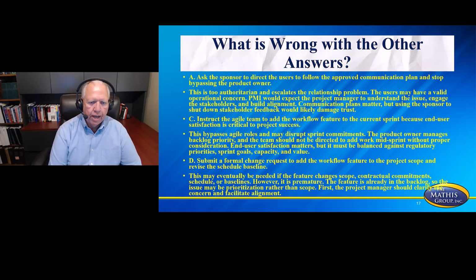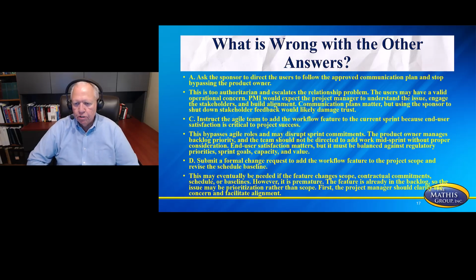C, instruct the Agile team to add the workflow feature to the current sprint because end user satisfaction is critical to project success. This bypasses the Agile roles and may disrupt the sprint commitments. The product owner manages the backlog priority, and the team should not be directed to add work mid-sprint without proper consideration. End user satisfaction matters, but it must be balanced against the regulatory priorities, sprint goals, capacity, and value. So that's why you wouldn't choose that one.